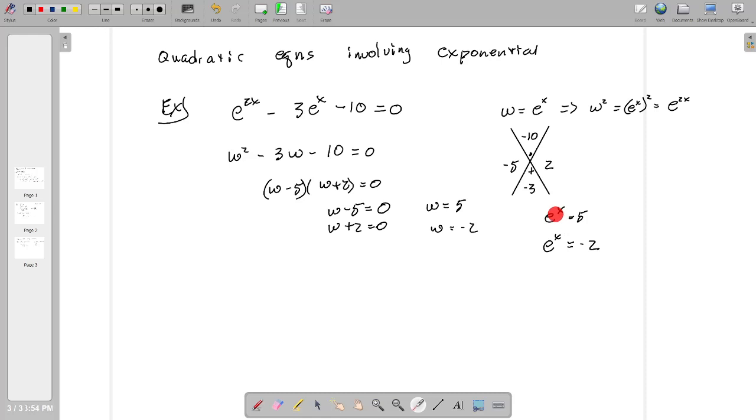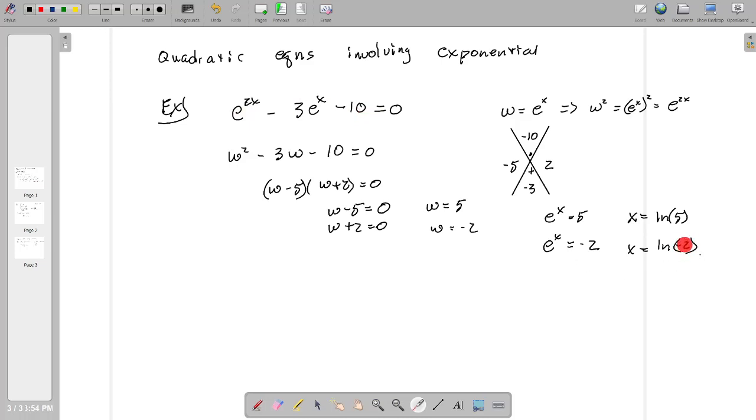Then all we need to do is take the ln of both sides, or convert this into its logarithmic form, and we end up with x is equal to ln of 5, and x is equal to ln of negative 2. And is this it? Again, no. We need to check our answers to make sure that, first of all, they're within the domain, and we can also check them within the original equation.